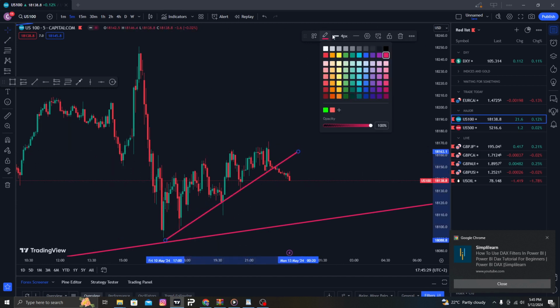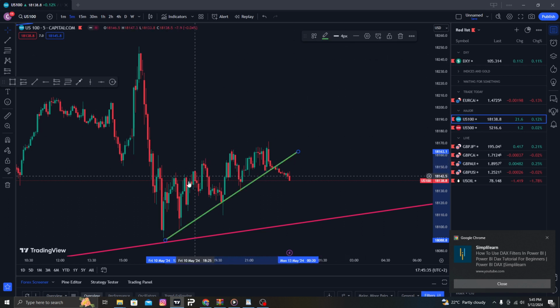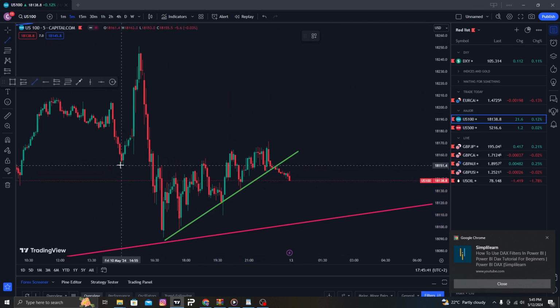Let me change it now. Let me change this color. Hey guys, colors are done. Let me use green, right? There's a trend line here. I'm just showing you that the things that I'm preaching, they always happen, bro.